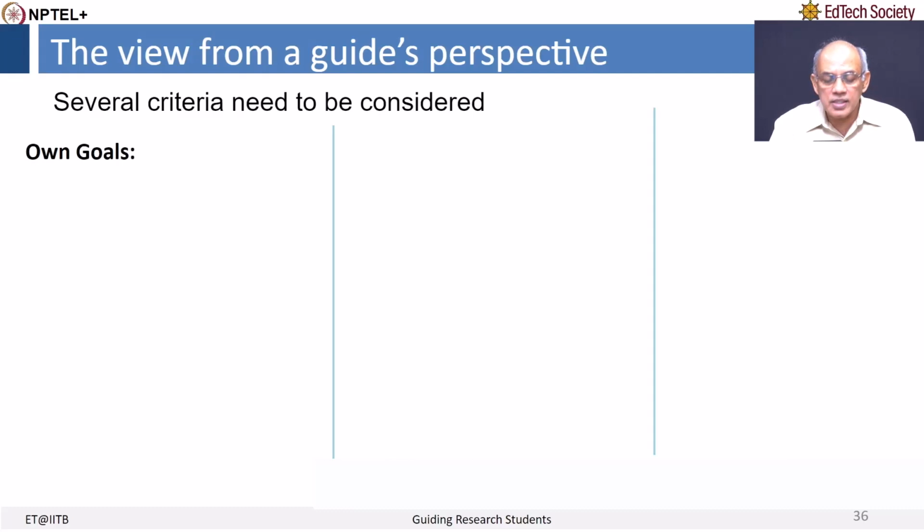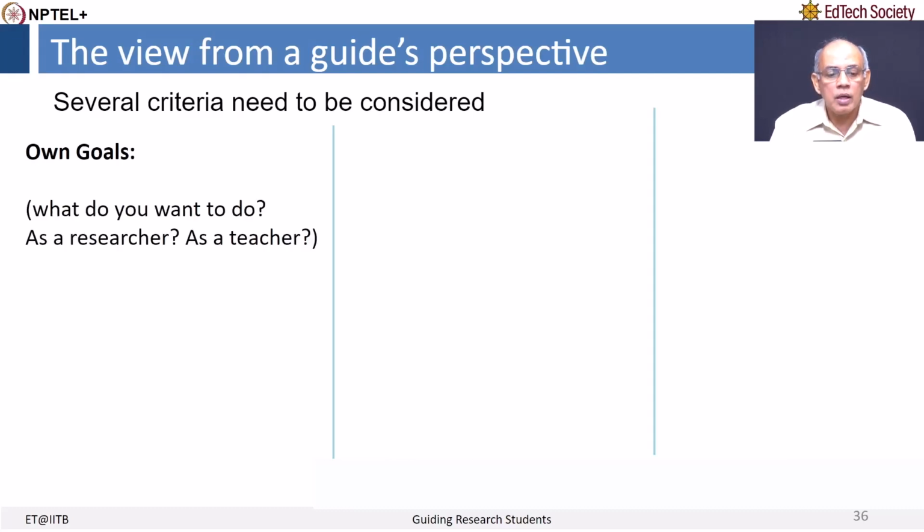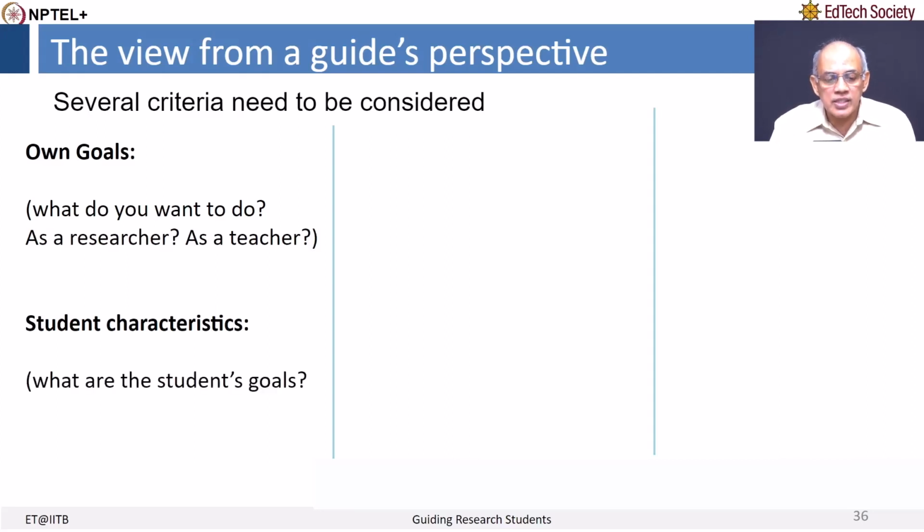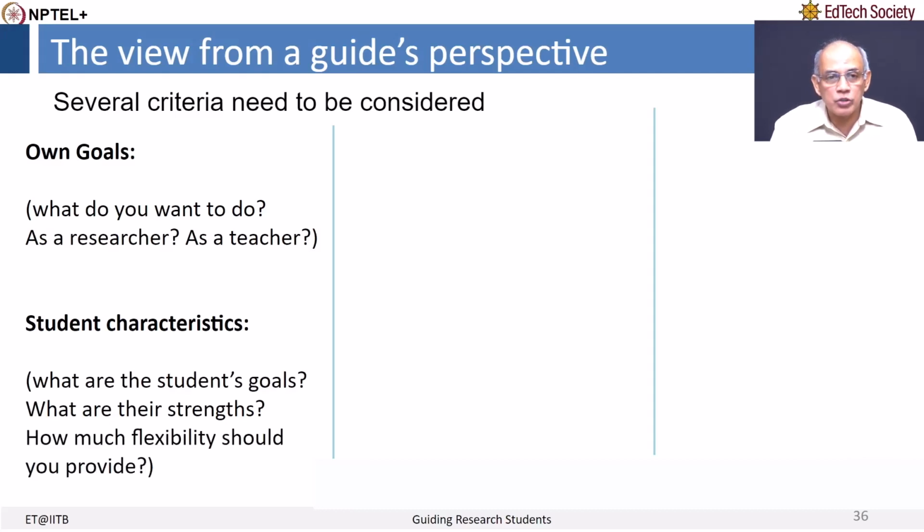The first one is the guide's own goals, right? What is it that you want to do? Where do you want to go as a researcher? Where do you want to be as a teacher? Then there are criteria related to the student's characteristics, right? What are the student's goals? What are their strengths? How much flexibility should you provide? So these are typical concerns that a guide has.